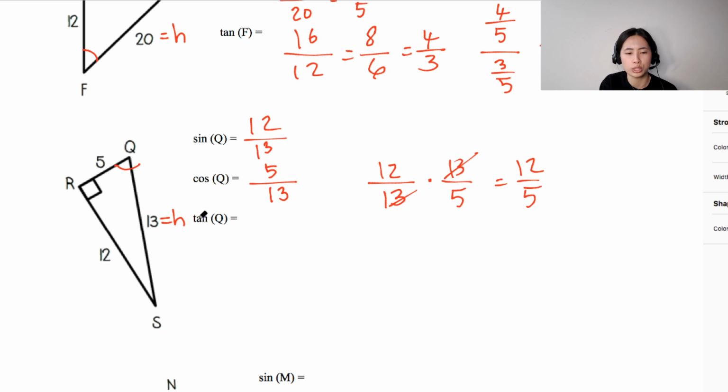But let's say we're going to apply opposite over adjacent. So opposite of Q is 12, adjacent is 5, and this is absolutely right. So it's 12 over 5 for tangent Q.